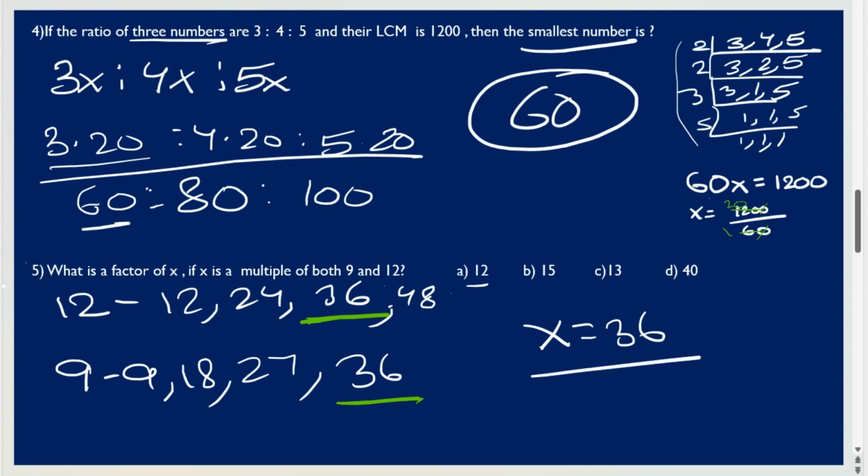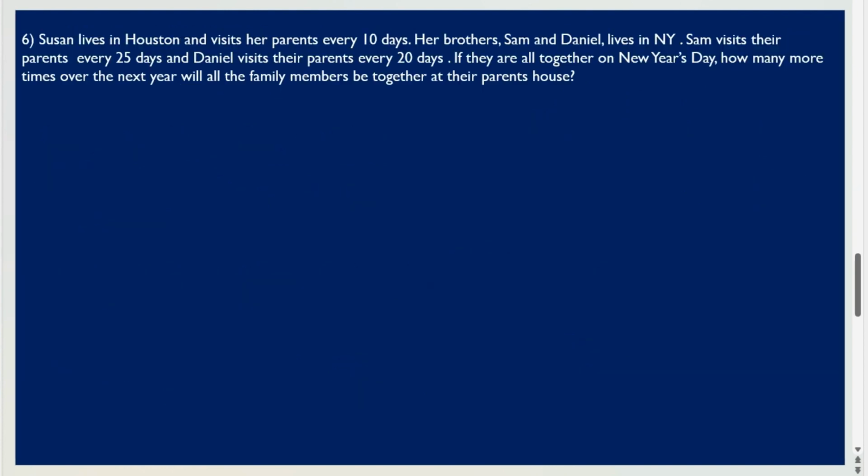So let's see. Is 12 a factor of 36? Yes. 36 divided by 12 is going to be 3. So yes. Is 15 a factor of 36? No, you cannot divide 36 by 15. 13, again, no. For 40, definitely no, because it's higher. And these are factors. Factors are always low. So it's going to be 12. 12 is our answer.